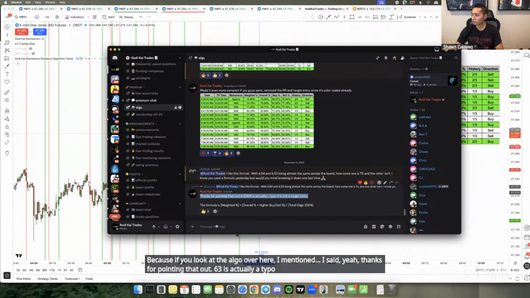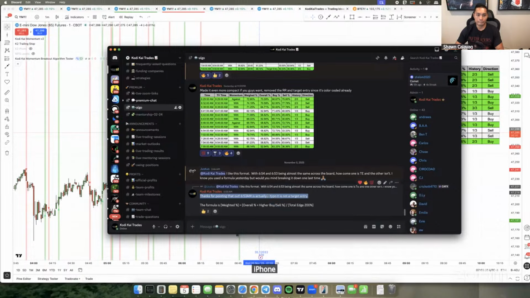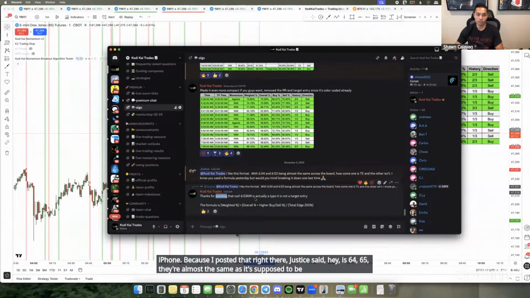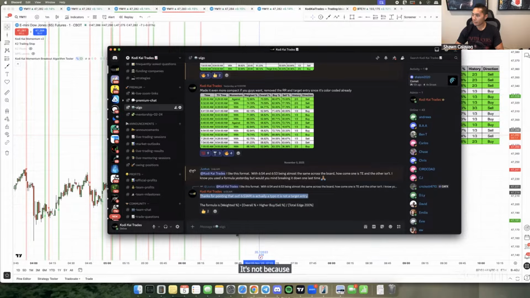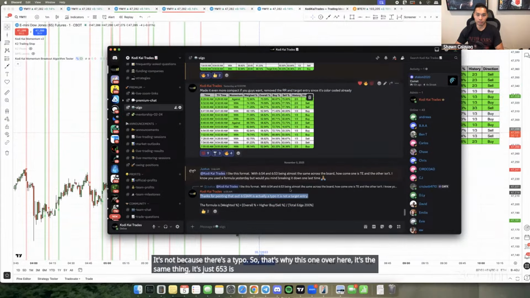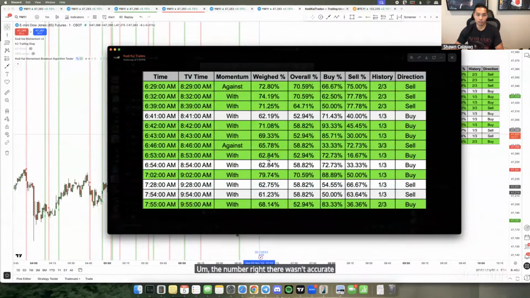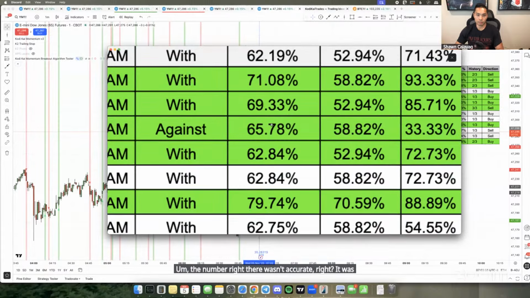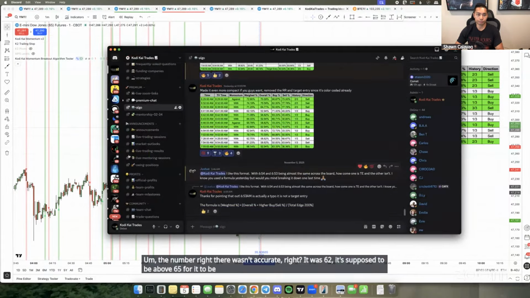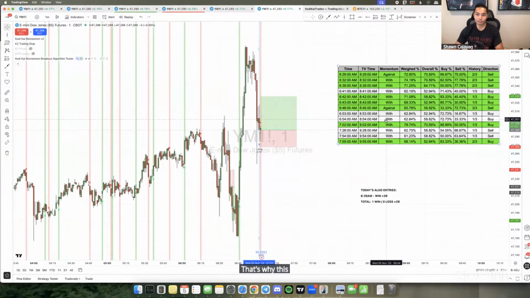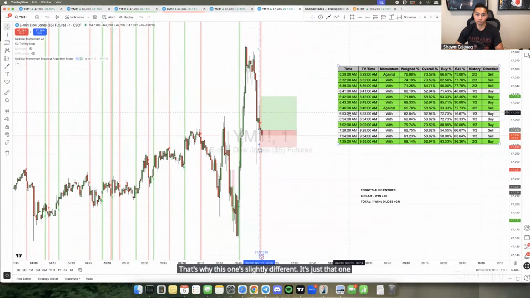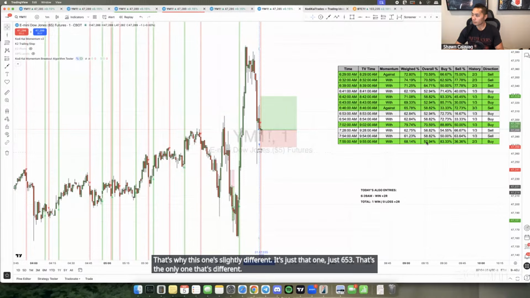It's not a target entry, iPhone, because I posted that right there. Justice said, hey, is 64, 65, they're almost the same. Is it supposed to be a target entry? I said, no, it's not because it was a typo. So that's why this one over here, it's the same thing. It's just 653 is different because I mentioned that the number right there wasn't accurate, right? It was 662. It's supposed to be above 65 for it to be a target entry. That's why this one's slightly different. It's just that one, just 653. That's the only one that's different. There was a typo on it.